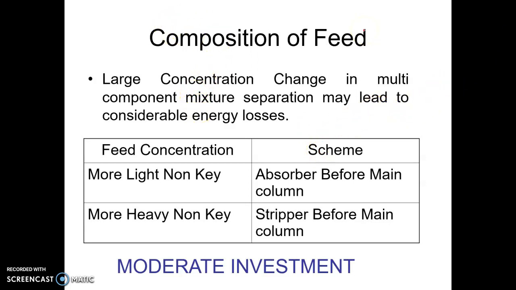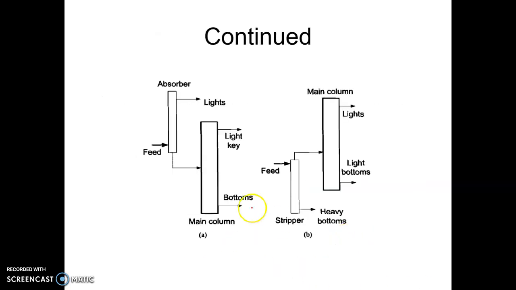Composition of the feed. If the feed composition has a very high amount of light key, then it is always advisable to have an absorber before the main column so that you remove all the light keys before the main column. And if there is more heavy key, then add a stripper. Now this will have multiple effects on the column. One, the load on the column will decrease. Two, the temperature variation and the concentration variation within the column will decrease, which will ultimately improve the efficiency. But since you are going to put up one column before the main column, naturally investment would be slightly added.